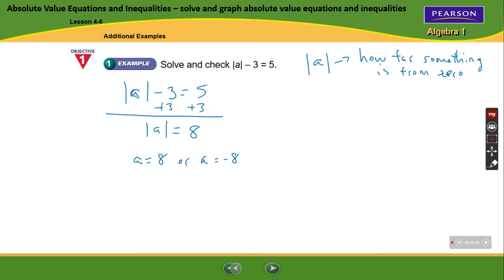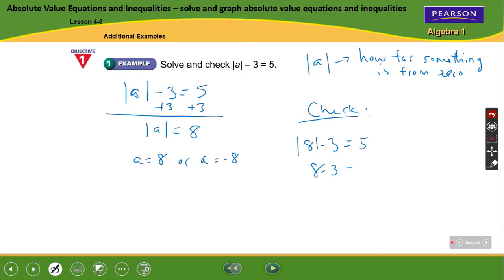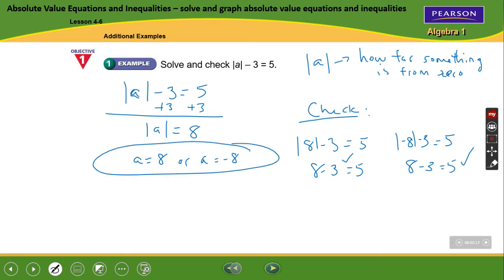A could equal either one of those because both are 8 units away from 0. So let's do a quick check. We'll check 8 first. The absolute value of 8 minus 3, does that equal 5? That's the same as 8 minus 3, which does indeed equal 5. Then the absolute value of negative 8 minus 3 equals 5, and the absolute value of negative 8 is also 8 units away from 0. Those are both correct, so we know these are indeed our solutions.